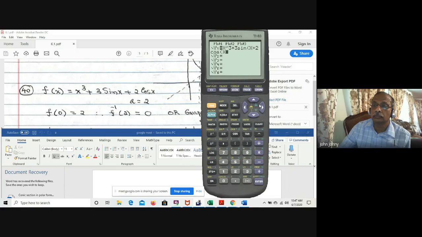You have to close the parenthesis. 2 cos x. And when you draw the trigonometric functions, make sure that the calculator is in radian mode. And the second function is 2 because you are setting them equal to each other. Function f of x is equal to 2. So the second function must be 2. And now you draw the graph.